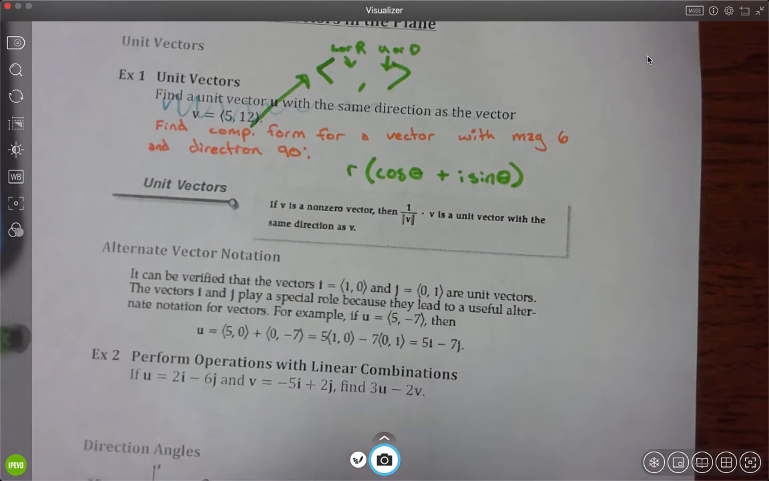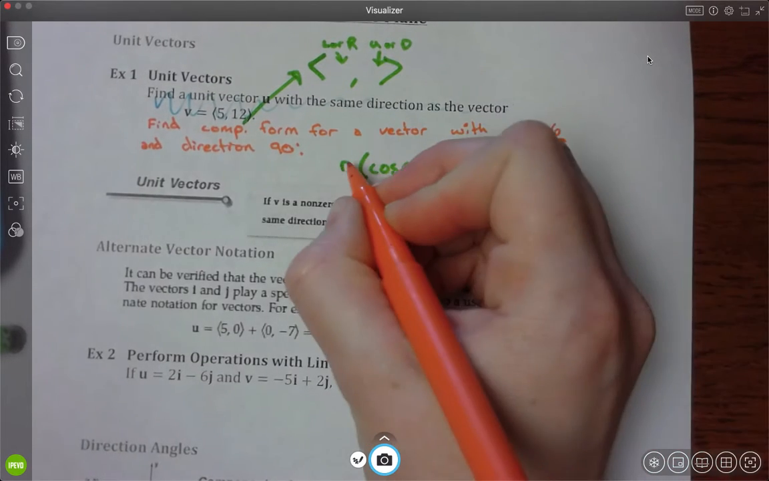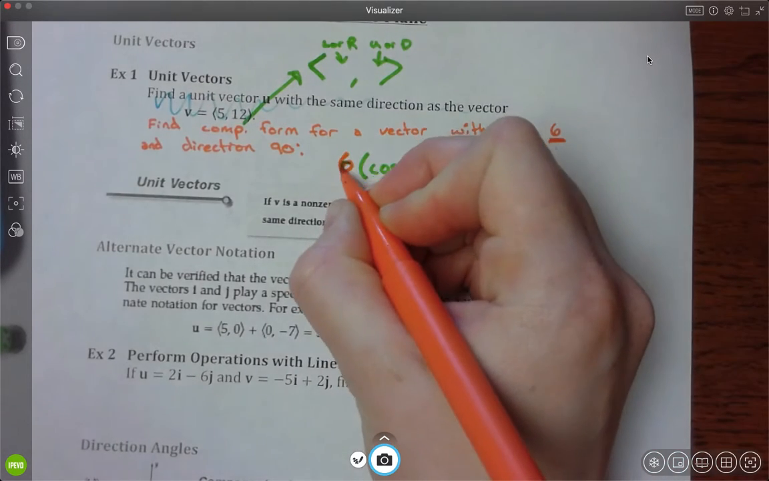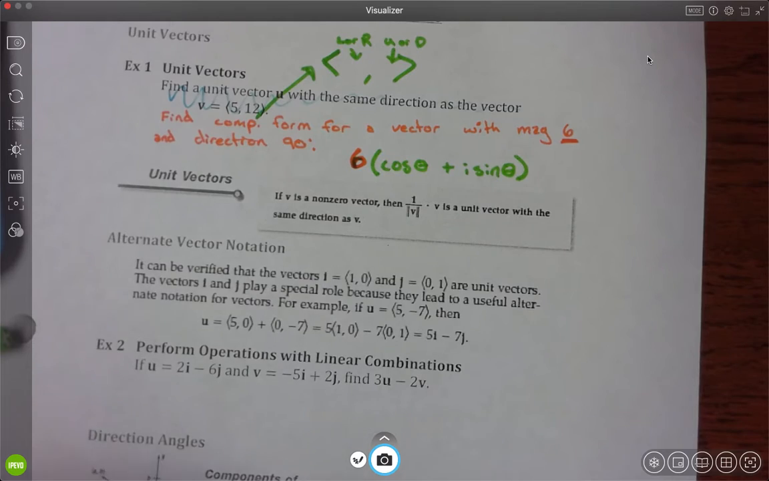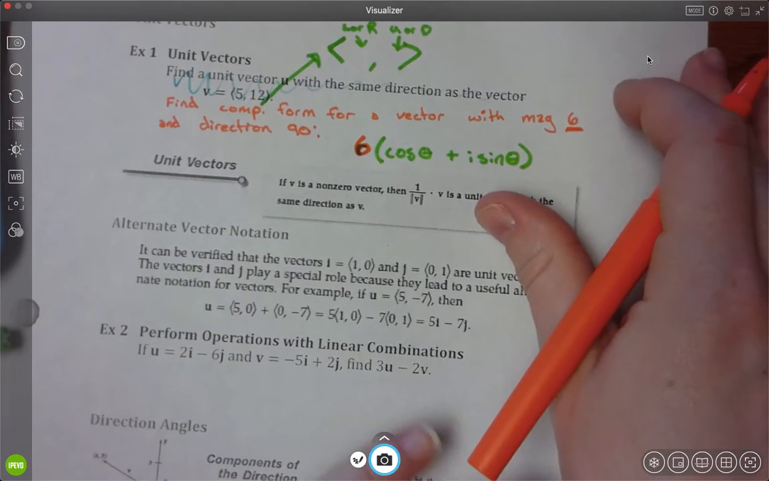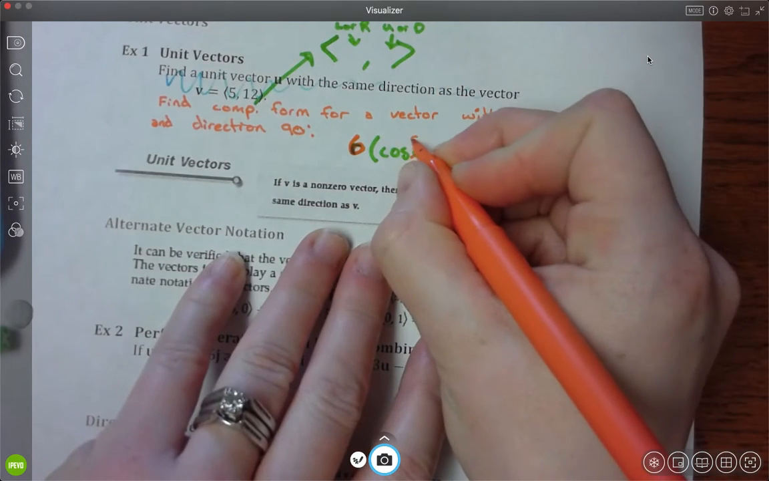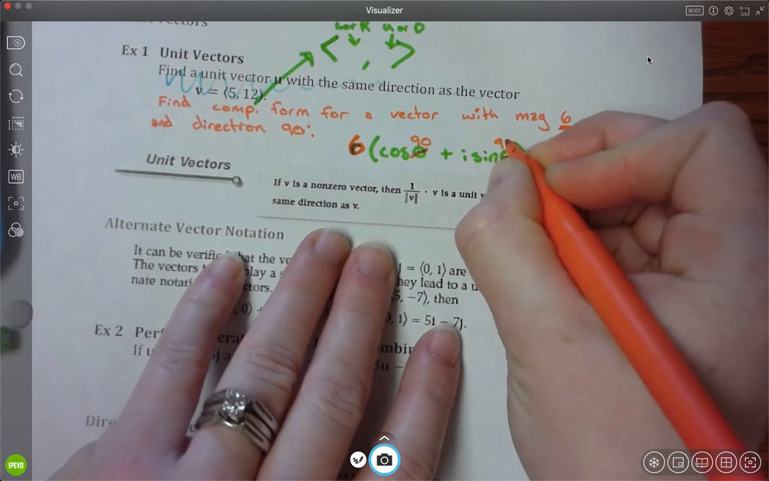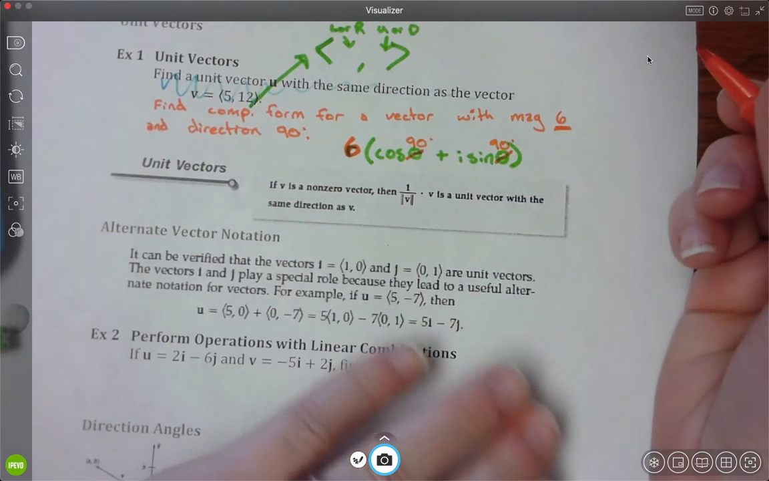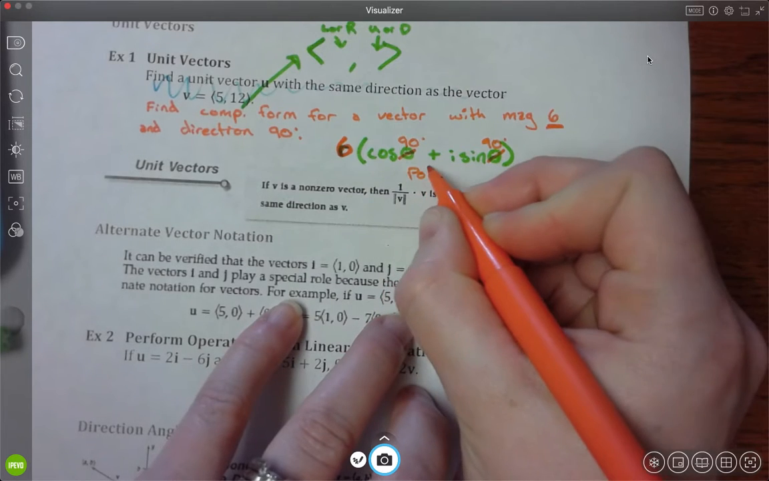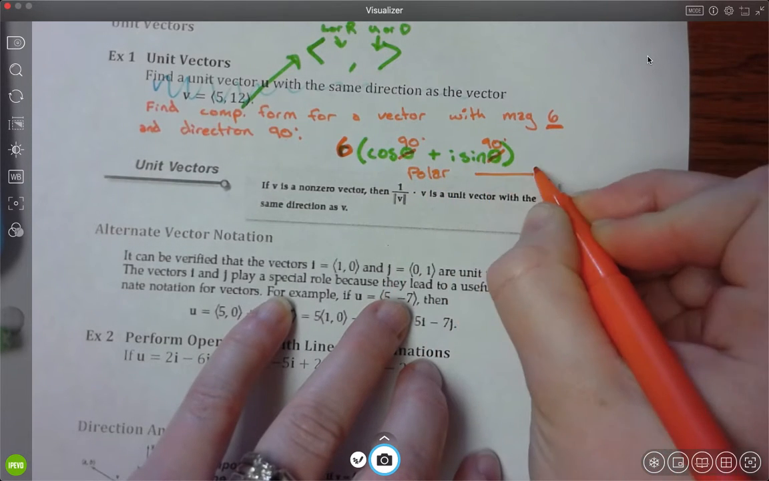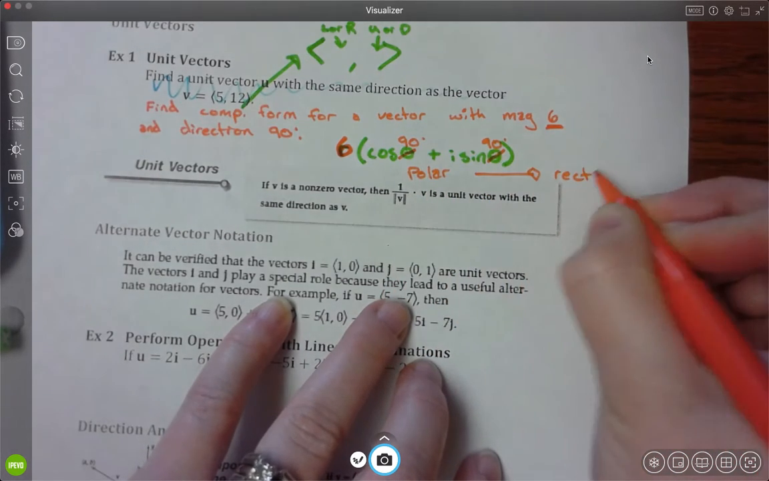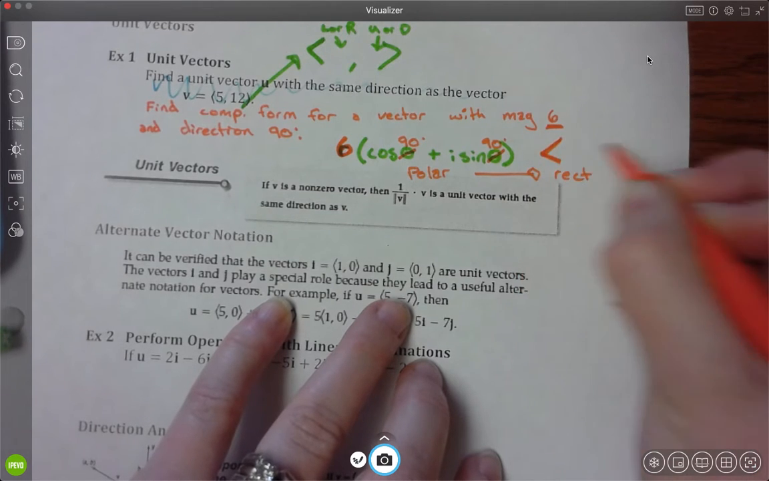When your magnitude is 6, that's basically what your r is. Okay, so I'm plugging 6 in for the radius of what would be my circle here, and then cosine of 90 degrees, sine of 90 degrees. Okay, so this is polar form, and we want to go to rectangular form. Okay. And rectangular form would be like that component form, okay?